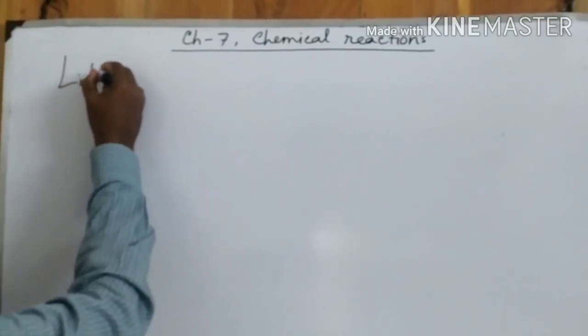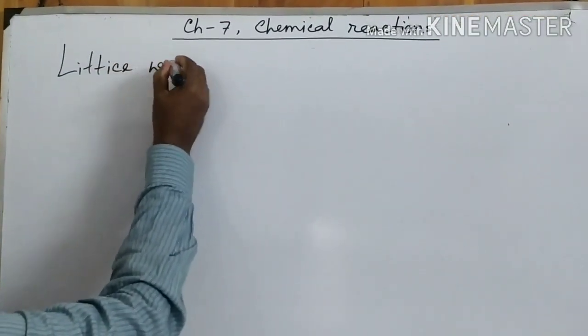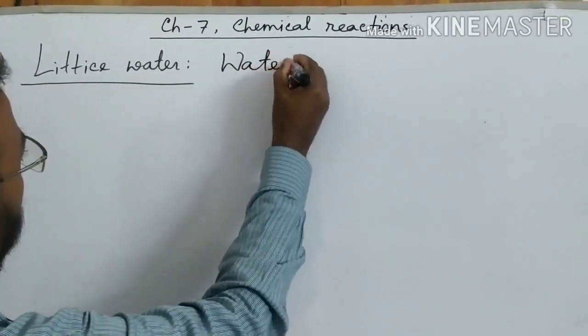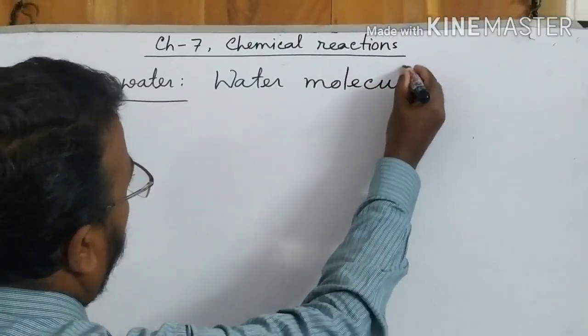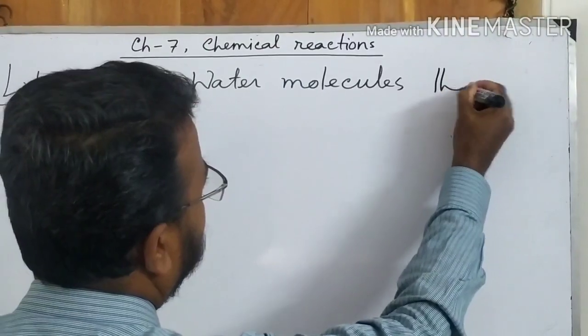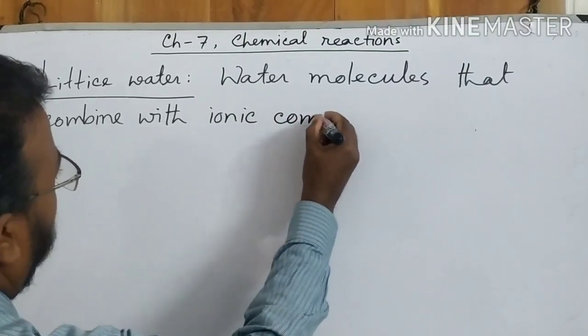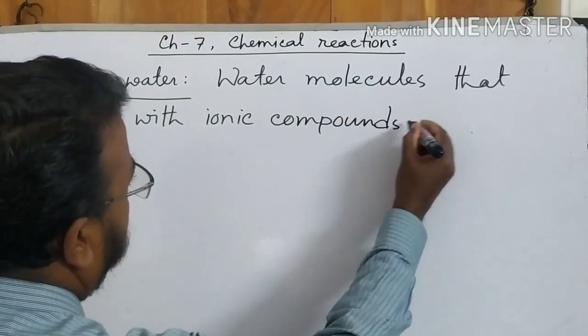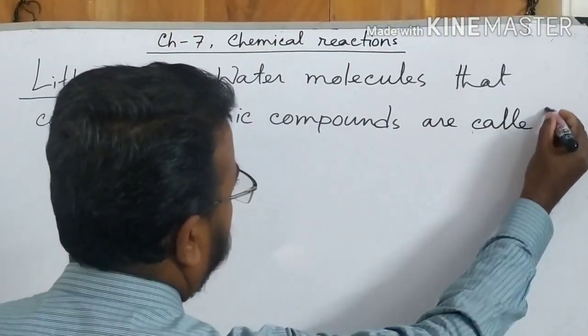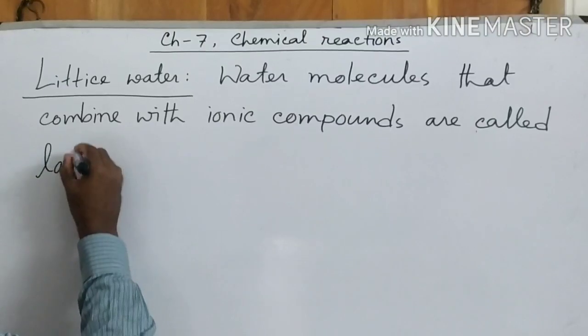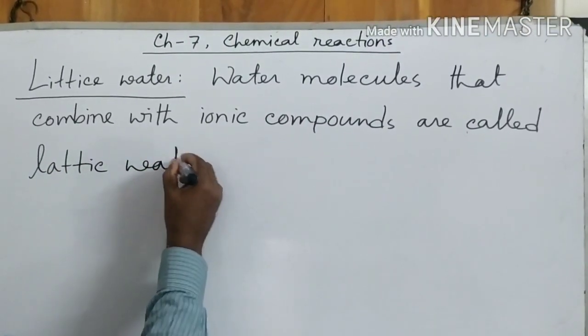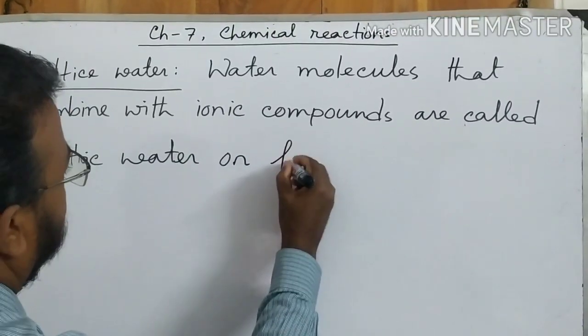Lattice water. Water molecules that combine with ionic compounds are called lattice water or hydrated water.